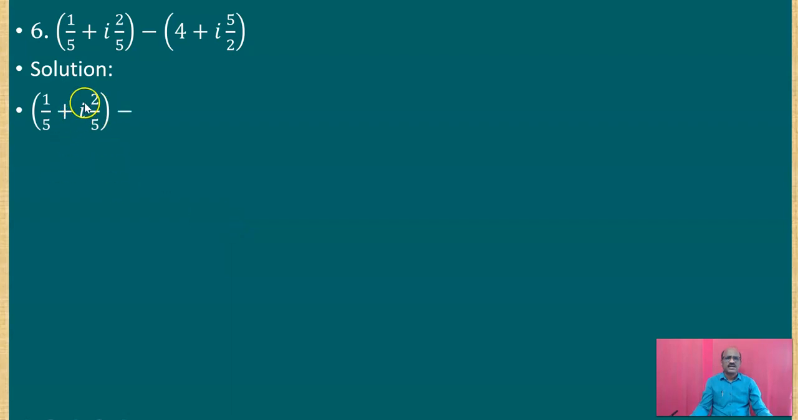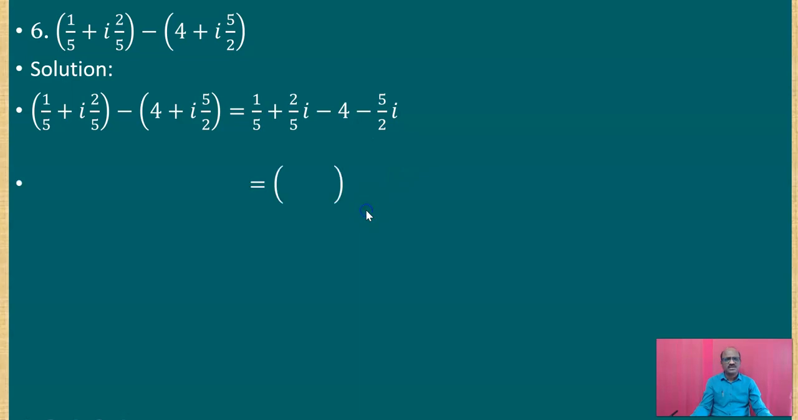1/5 + i(2/5) − (4 + i(5/2)). Complete: 1/5 + 2/5 i − 4 − 5/2 i. Open the bracket; when you open the bracket, the sign will change. You will get −4 − 5/2 i. Now collect the real part and imaginary part.